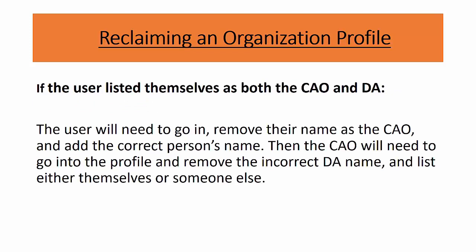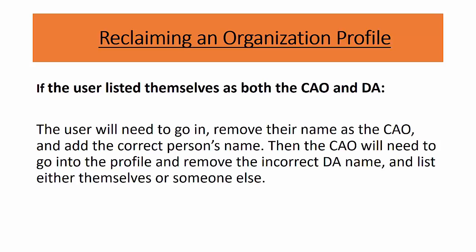If the user listed themselves as both the Chief Administrative Officer and Delegated Administrator, the user will need to go in, remove their name as the Chief Administrative Officer, and add the correct person's name. Then the Chief Administrative Officer will need to go into the profile and remove the incorrect Delegated Administrator's name and list either themselves or someone else, and attest to that information. Again, please keep in mind that at least one Delegated Administrator is required, and the Chief Administrative Officer and Delegated Administrator can be the same person. The second Delegated Administrator field is optional.